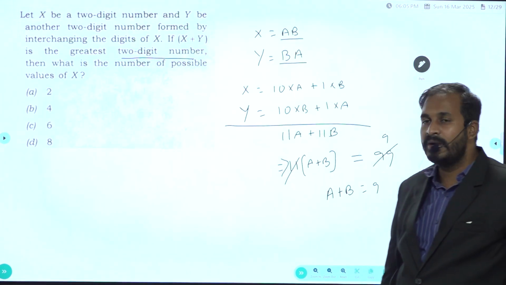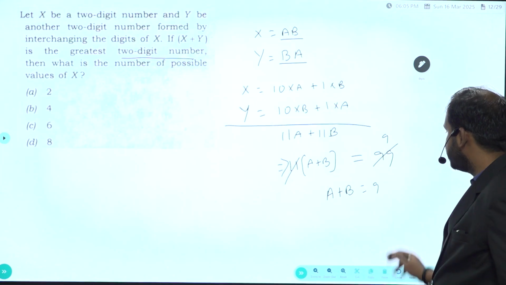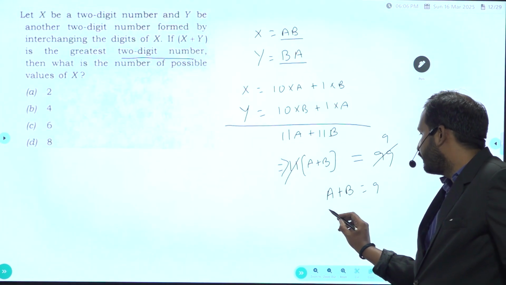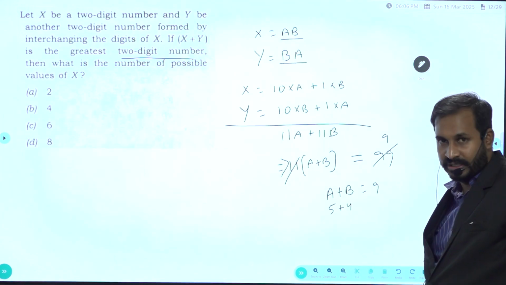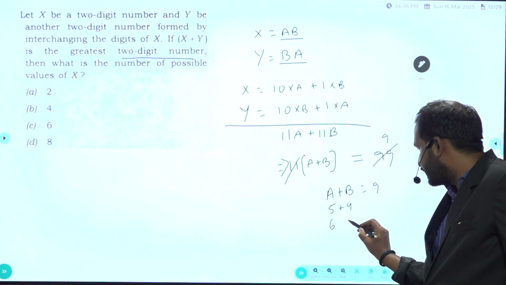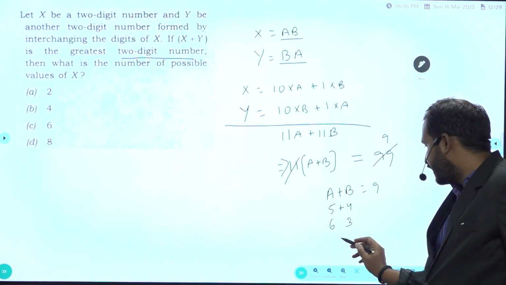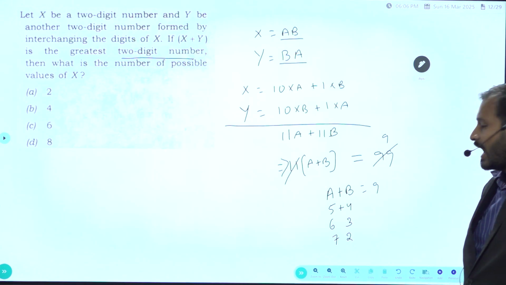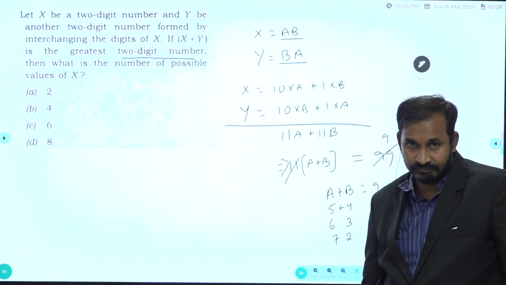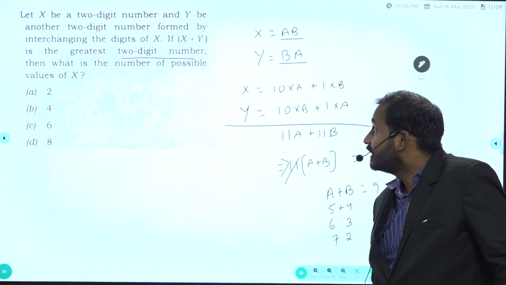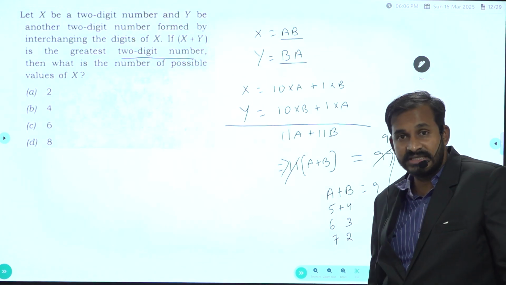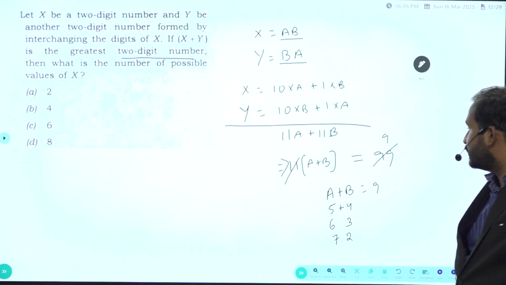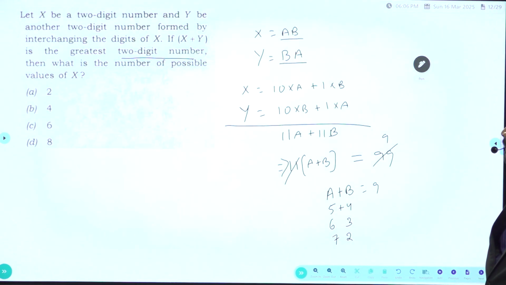Now tell me how many values of A plus B you will get as sum 9 by taking which two values. If I take 5 and 4, there is a possibility. If I take 6 and 3, there is a possibility. If I take 7 and 2, there is a possibility. Okay. I cannot take 9 and 0. What is the reason behind that? If you want, you can take it. But actually what happens if I take 9 and 0?